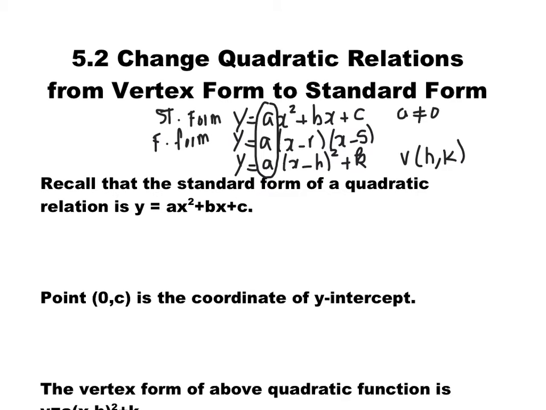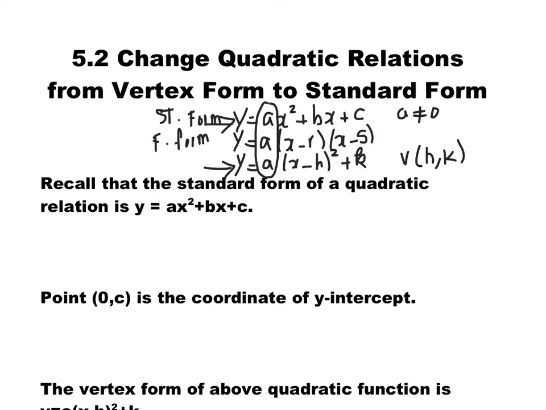Now, one thing to remember is that you can always go from one form to another one. For instance, in this lesson, we're going to talk about how to change a quadratic from vertex form to standard form, meaning from this form to this form. To do that, the only thing we do is expand the quadratic in vertex form as we did in the last lesson, and we get the standard form.